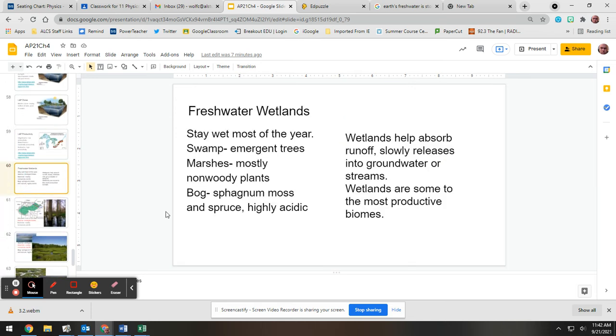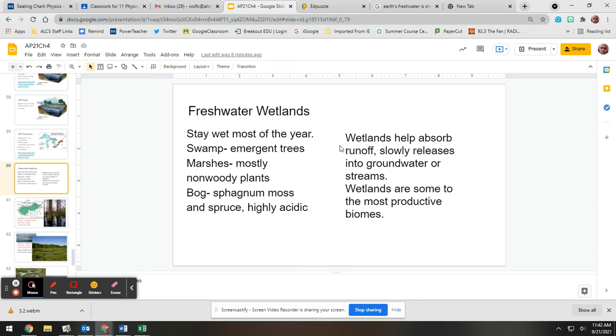Let's talk about wetlands. Ignore this right here for a moment. Wetlands help absorb runoff. They slowly release into the groundwater or streams, and wetlands are some of the most productive biomes. Wetlands are super duper important. They're like a storage vessel. They're like the gutter on your house.